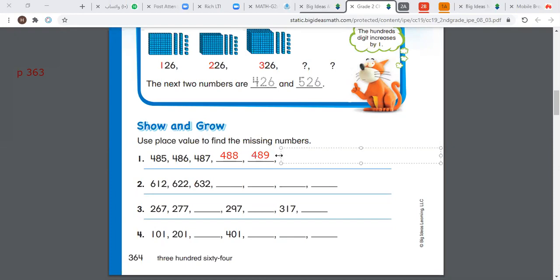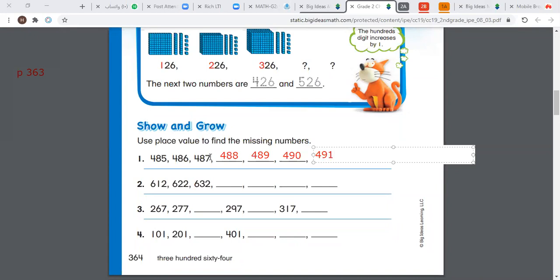Let's write here 490. What is it? 490, not 940. 490, and one more equals 491. Increase 1 in the ones place, in the ones digit. Here 491. Now who can answer the next question?